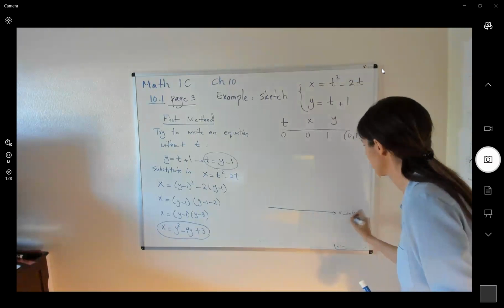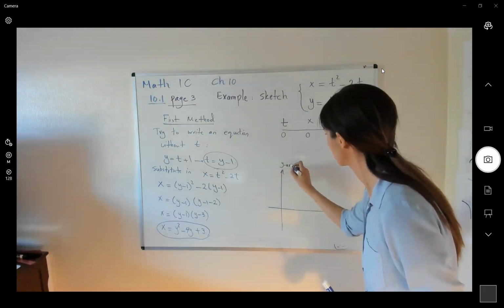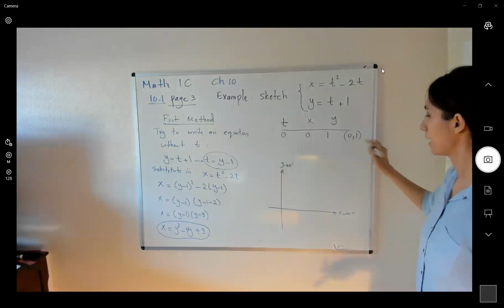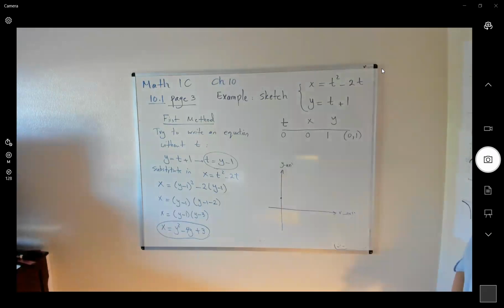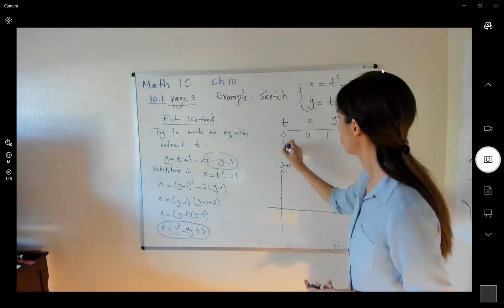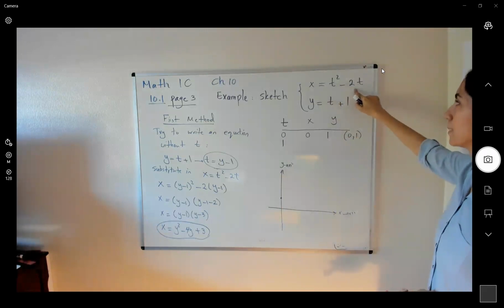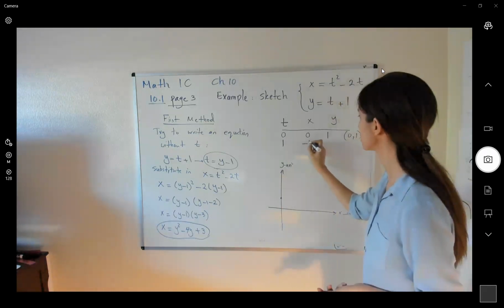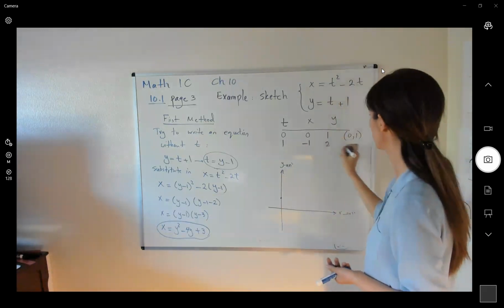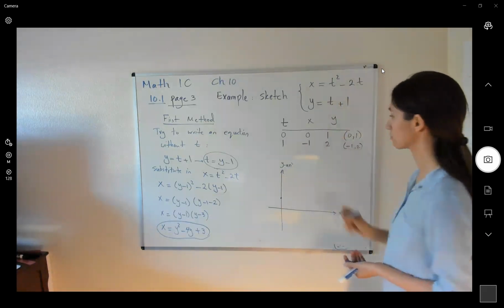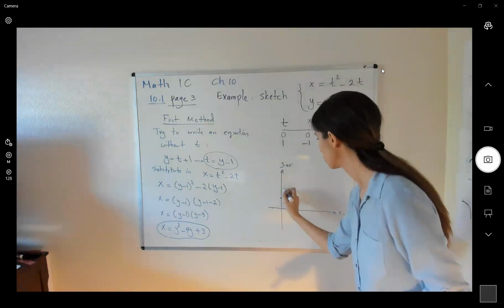The first point on the graph of the function is 0 and 1. X-axis, y-axis, 0 and 1. This is this one here. Let us plug in 1 for t. You get 1 squared minus 2 times 1, which is negative 1. This is your x, and your y is equal to 2. Second point on the graph of the function, minus 1 and 2.